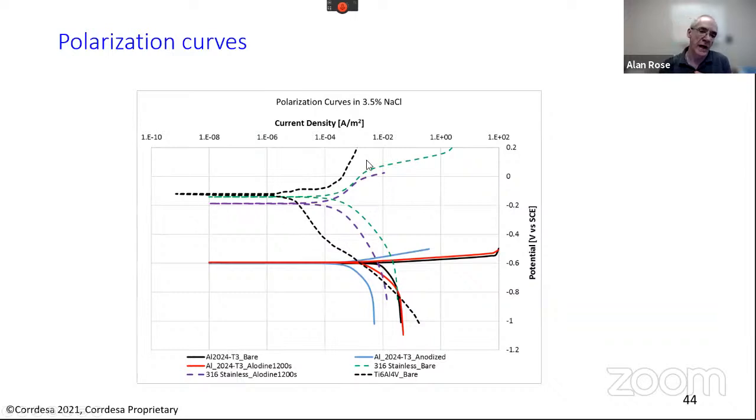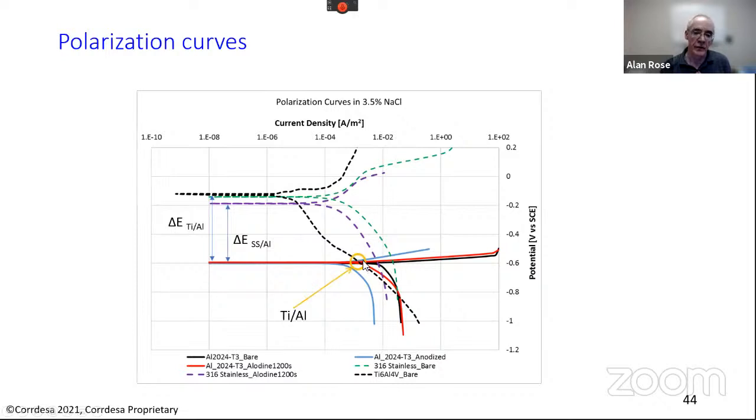So when we have the polarization curves, what I'm showing here, the solid curves are the aluminum alloys, bare or treated, and the dotted curves are fastener materials such as stainless steel or titanium. Traditionally, people have been looking at the potential difference between these couples. So you see the potential difference between titanium and aluminum is much larger than that between stainless steel and aluminum.